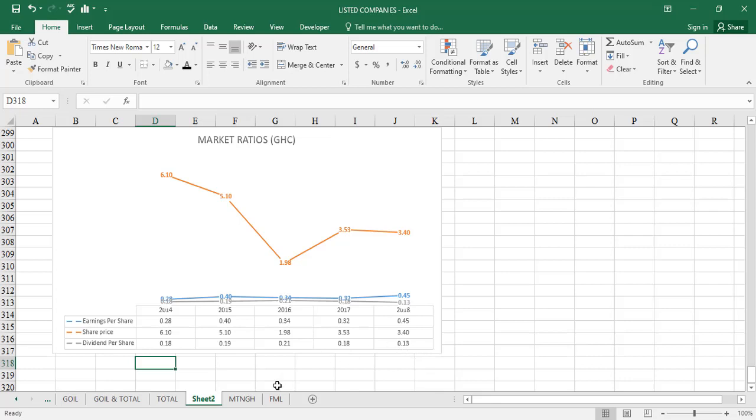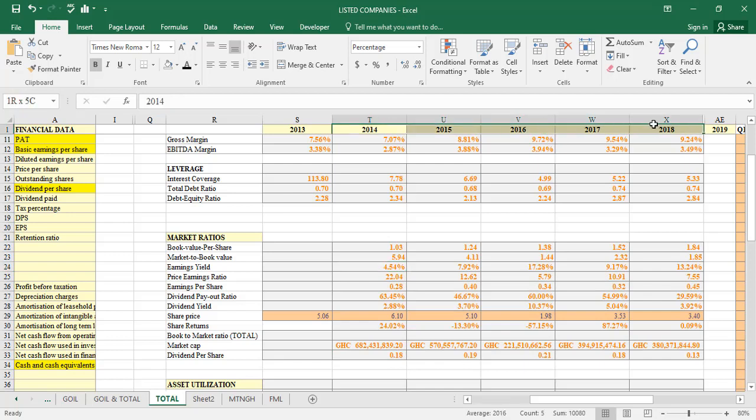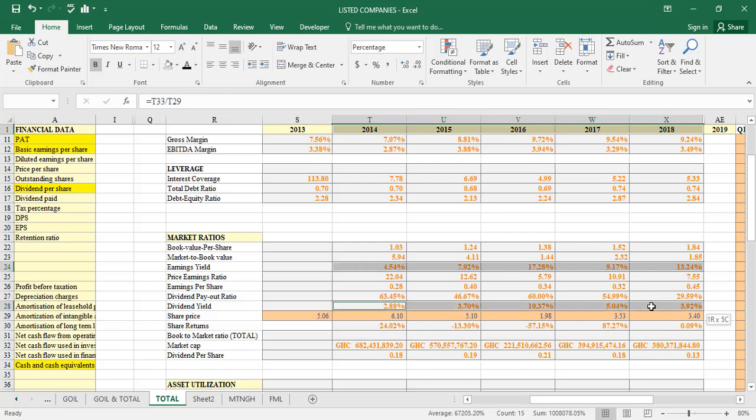So this has become the company's earnings per share, the share price, and then the dividend per share. Now let's look at other analysis that we can do for Total Ghana. Now we've looked at all the currency. Now let's look at the ratios. So we are going to start with the earnings yield and then the dividend yield. So earnings yield is what we have here. Then we have the dividend yield, what we have here. Then we have the share returns, what we have here.